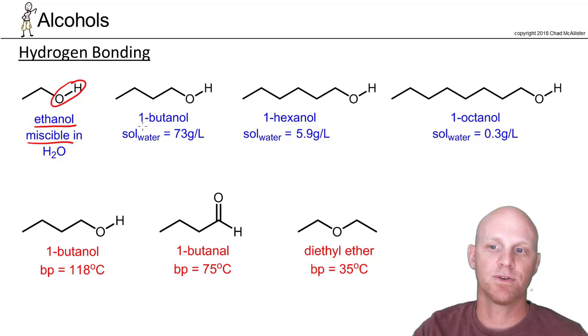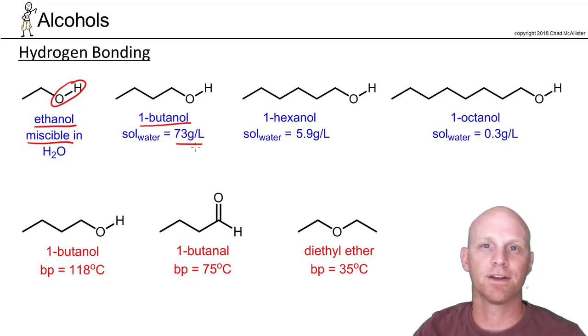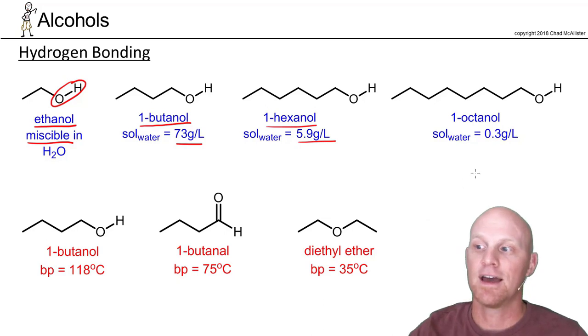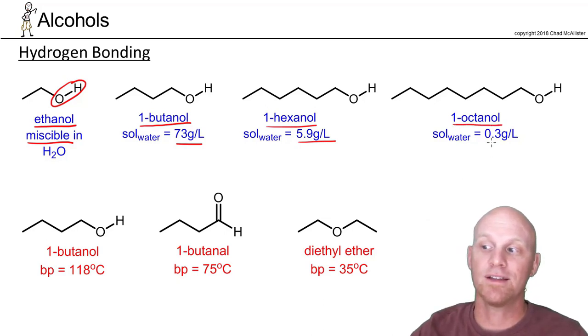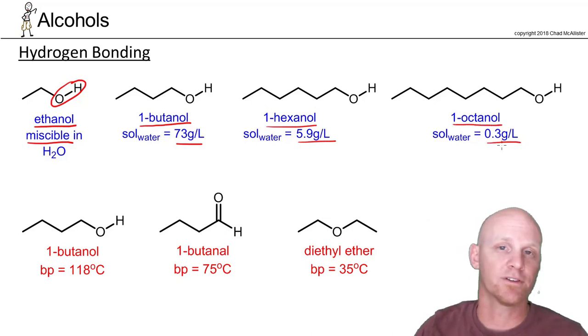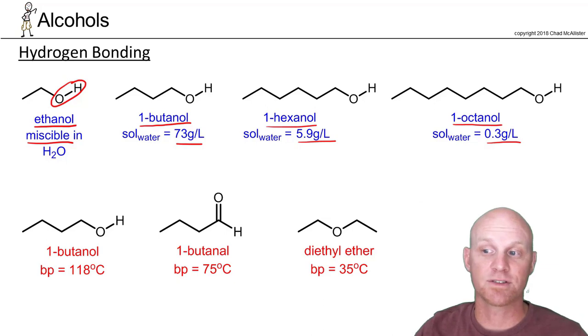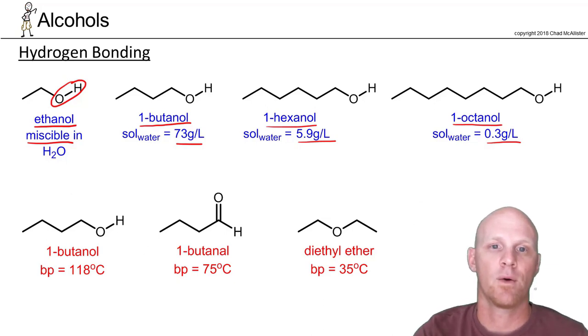Once you go to butanol here, though, no longer miscible, but still a rather high solubility at 73 grams per liter. But go up to 6 carbons here with 1-hexanol, and we're all the way down to a solubility of just 5.9 grams per liter. And then actually go to 1-octanol, and rather insoluble here with only a solubility of 0.3 grams per liter. So the short chain alcohol is fairly soluble in water, but increase that chain and it gets progressively less soluble in water. We can also take a look at that boiling point here.